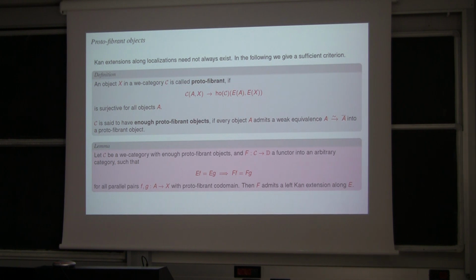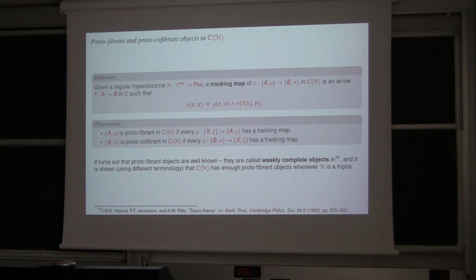And so we can use this criterion essentially to construct derived functors in the situation of regular Hilbert doctrines. For this, let's first try to understand what protofibrancy means in the setting where we have the exact completion as a localization of the descent quotient completion.